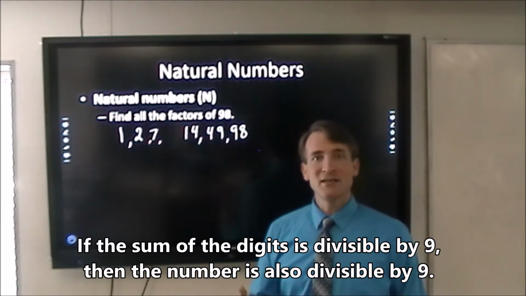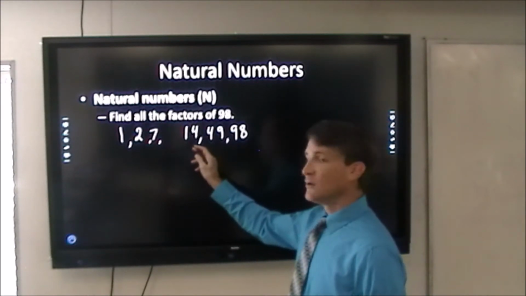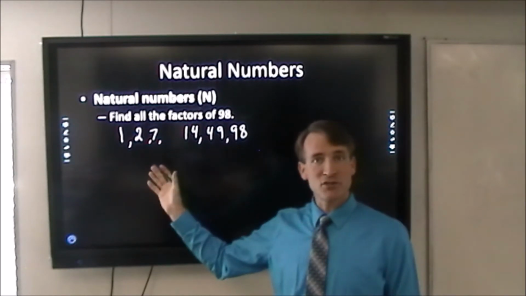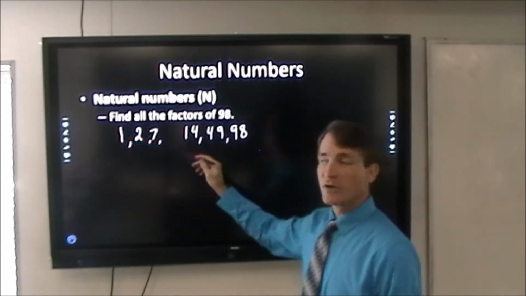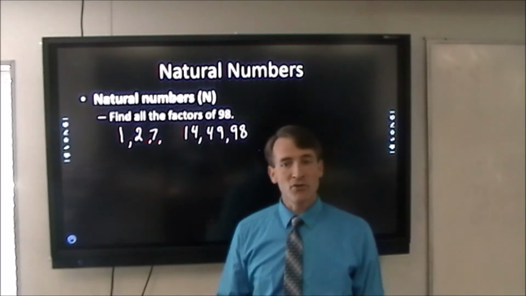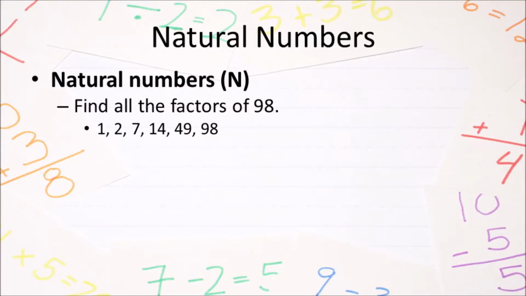I can go on to 10, 11, 12, 13, and eventually I reach back up to 14, which is where I can end. So I use what I refer to as the sandwich technique. I start on the outer edges and I just move myself inward until my numbers meet up. So in this particular case, all the natural number factors of 98 are 1, 2, 7, 14, 49, and 98.